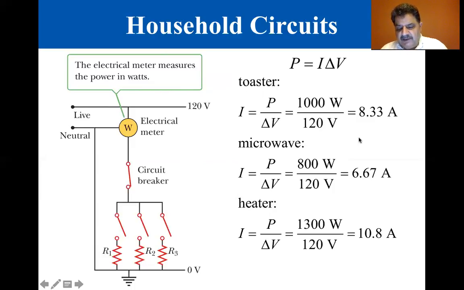If the three appliances were operated simultaneously, they would draw a total current of 25.8 amps. That means that the breaker should be able to handle at least this much current or else it will be tripped. As an alternative, the toaster and microwave oven could operate on one 20 amp circuit with the heater on a separate 20 amp circuit.